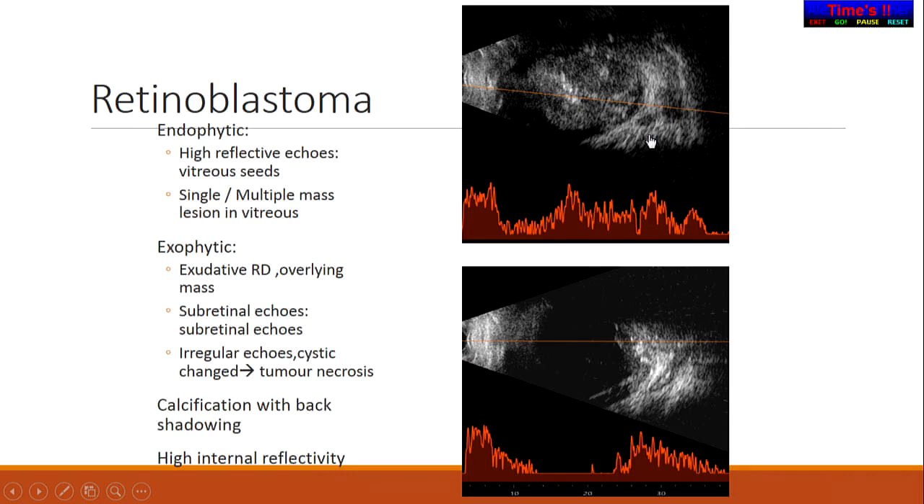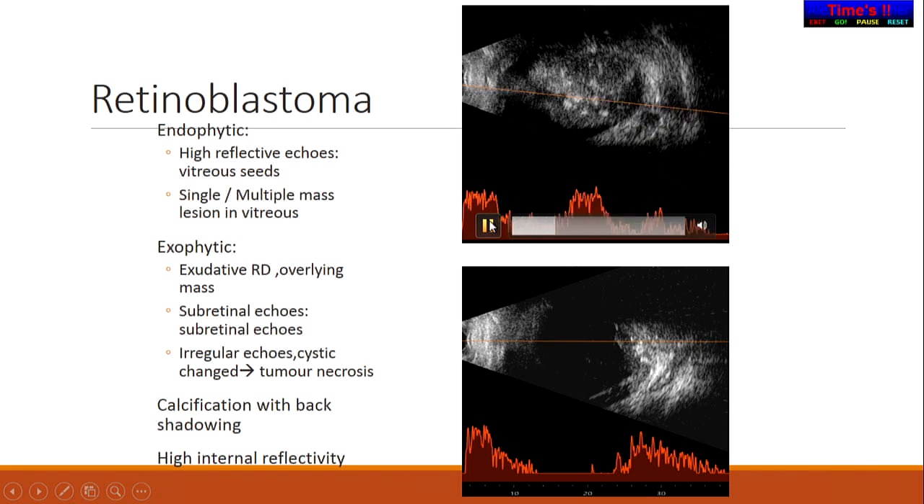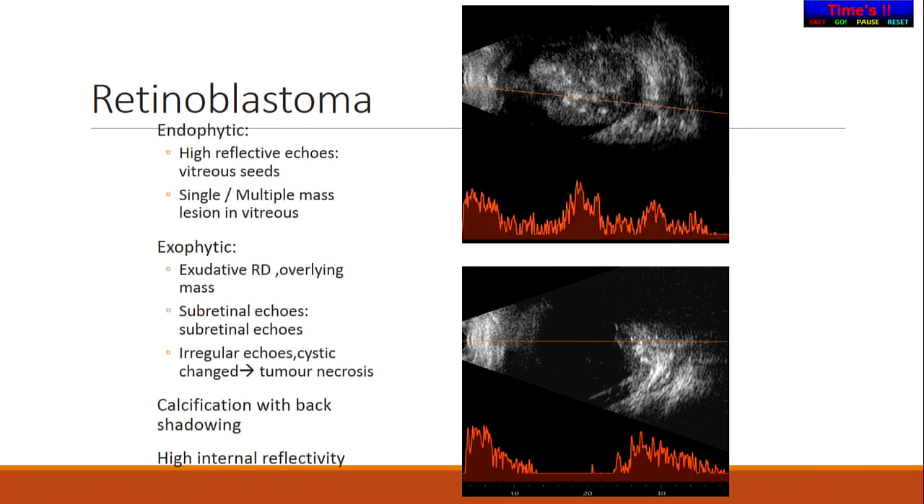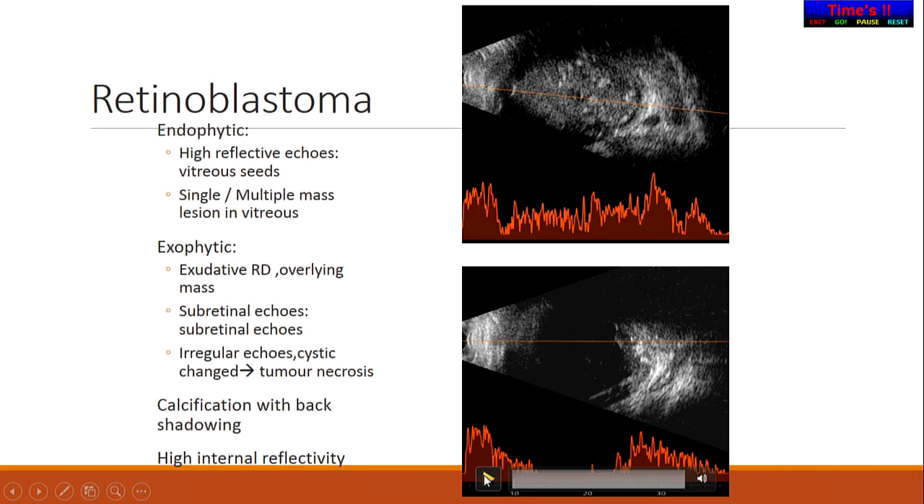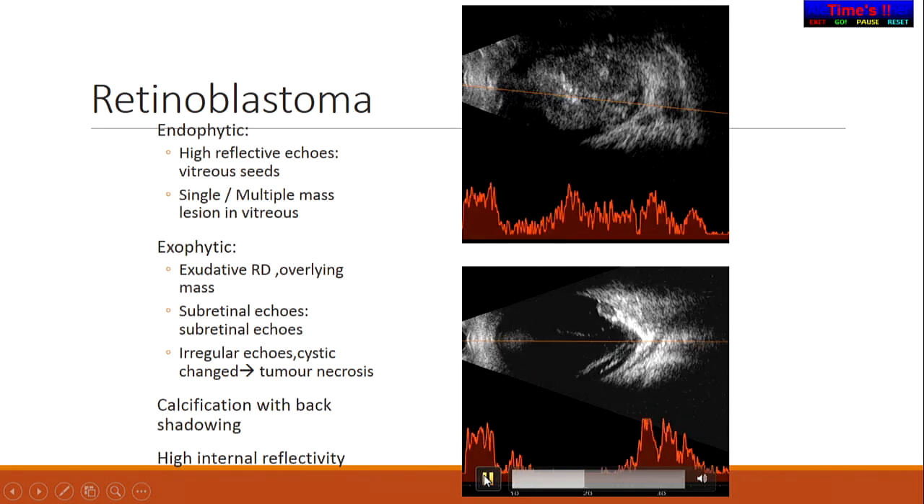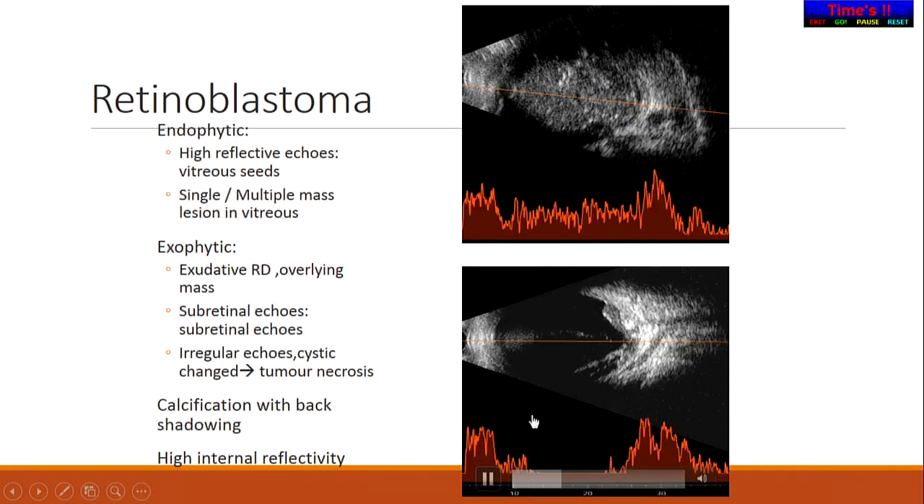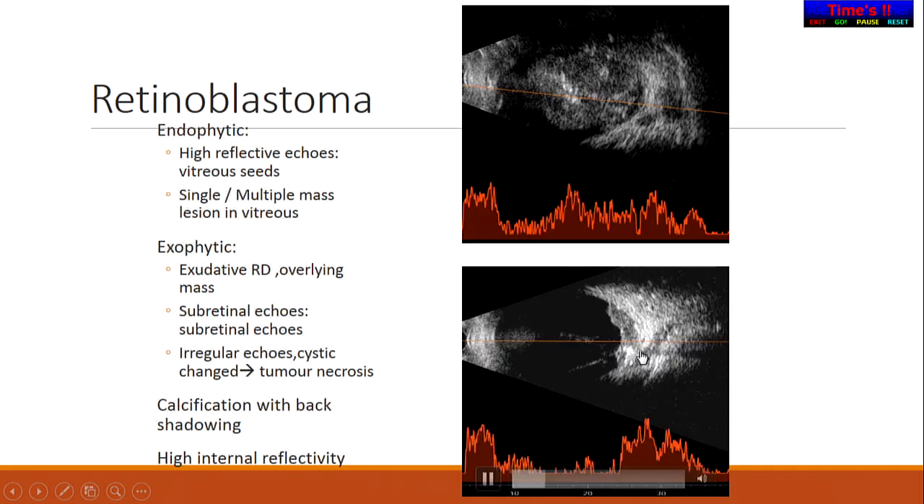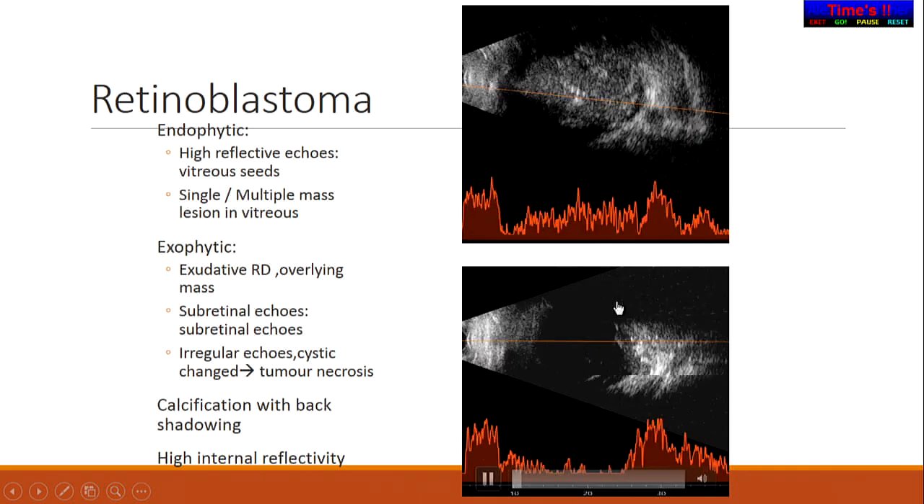And coming to solid lesions, we have retinoblastoma, which is of two types, exophytic and endophytic. The endophytic grows into the vitreous cavity, which is highly reflective with vitreous seeding and multiple high reflective echoes due to the calcium. And then in the exophytic, there is an exudative retinal detachment and a subretinal mass.